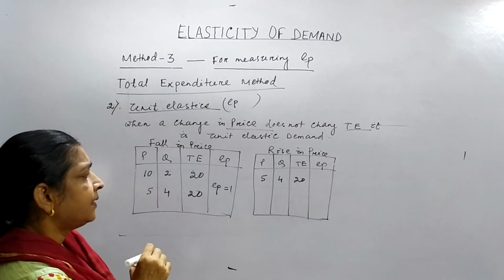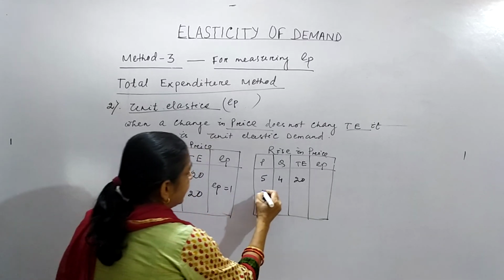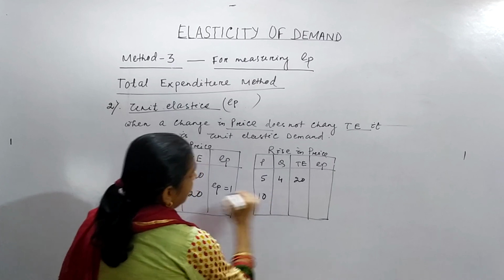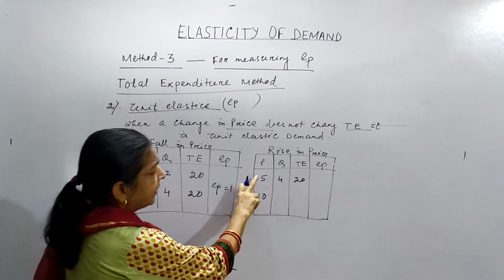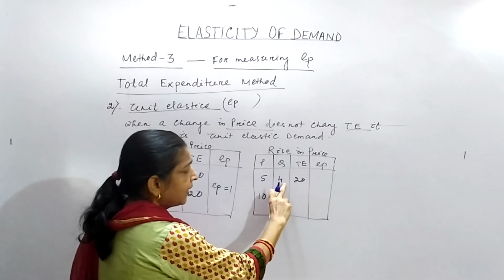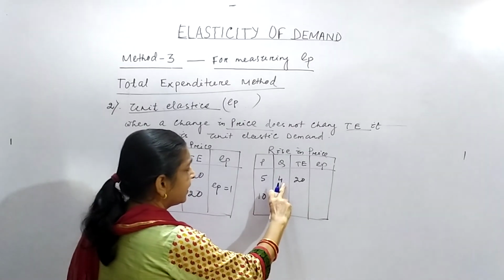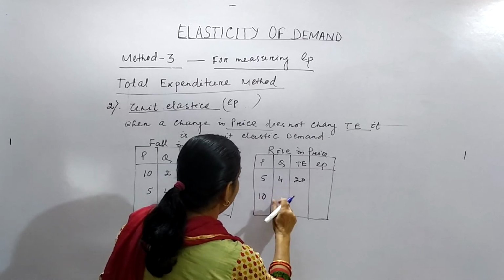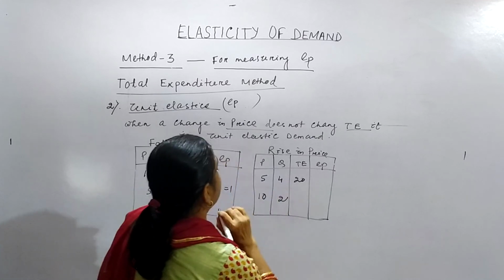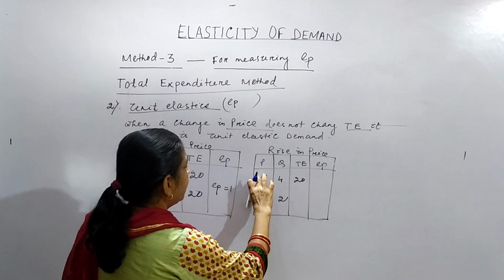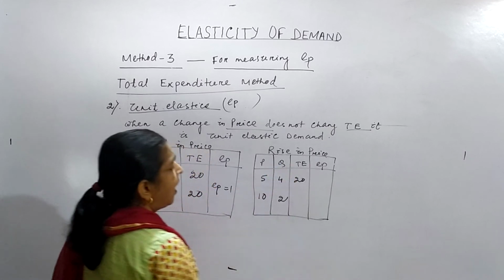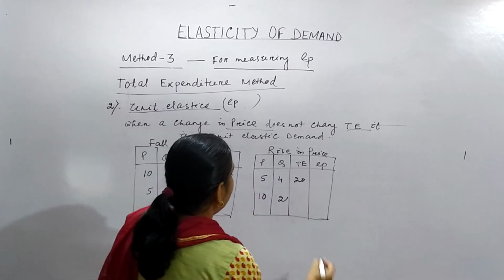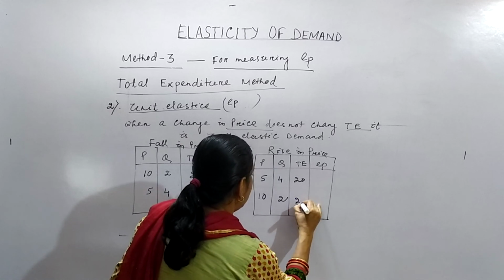Now this is the rise in price case. Price rises from 5 से 10. A price double हो गया in this case. So quantity demanded will fall proportionately. That means the quantity demanded will be in this case 2 units. Price double होने से demand half हो जाता है. So now our total expenditure will be 20.